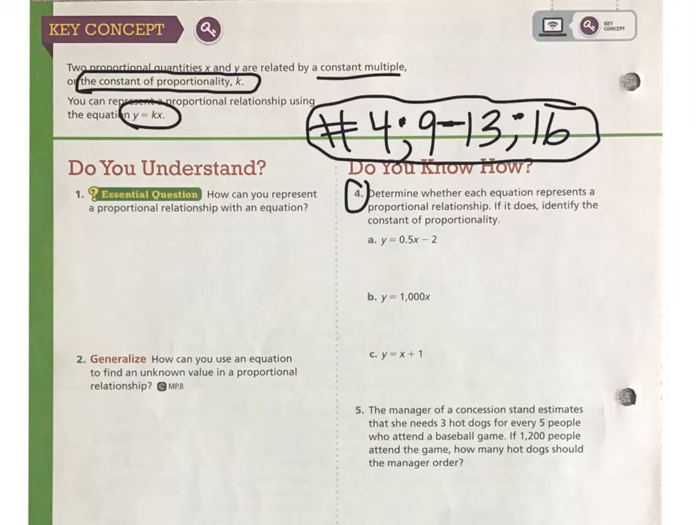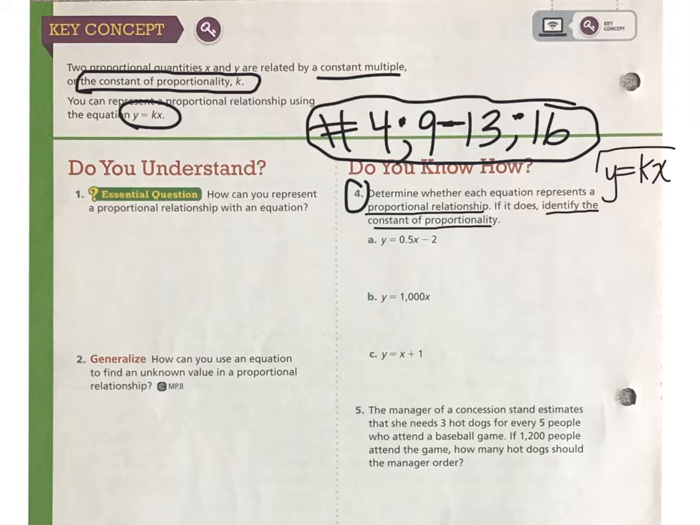First, let's take a look at question 4. Determine whether each equation represents a proportional relationship. If it does, identify the constant of proportionality. So remember, we're looking for those equations, A, B, and C, to be in the form y equals k times x. That form of the equation tells us that we do have a proportional relationship.